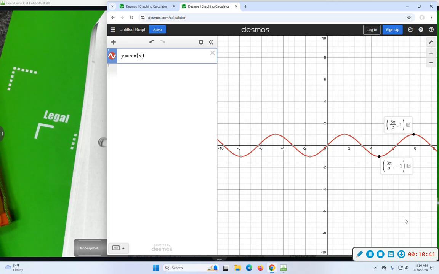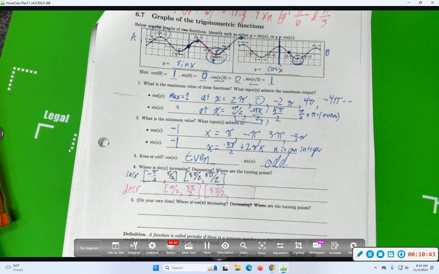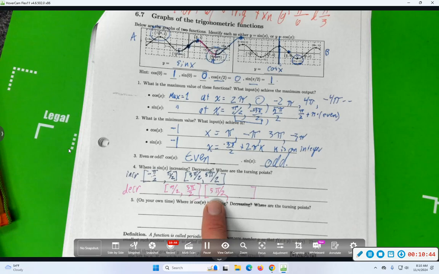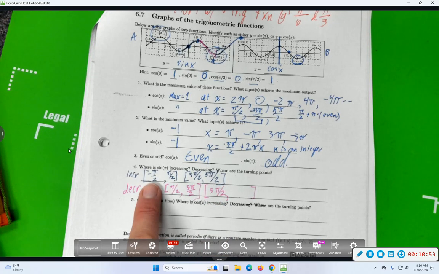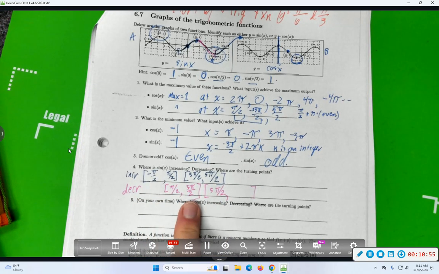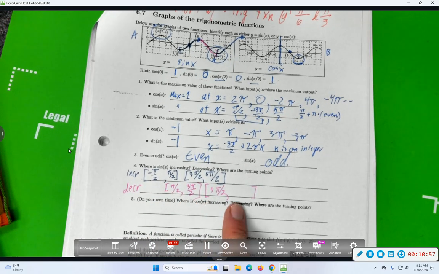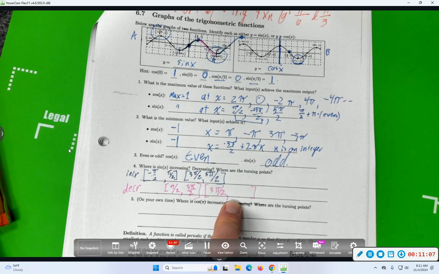Well, you couldn't see that. So 5 pi over 2 is the next turning point. How long do you think it'll be until it turns again? Anyone notice a pattern so far? It turned at negative pi over 2, 3 pi over 2, 5 pi over 2. Difference of a whole pi between them. So I guess the next one will be like 7 pi over 2.